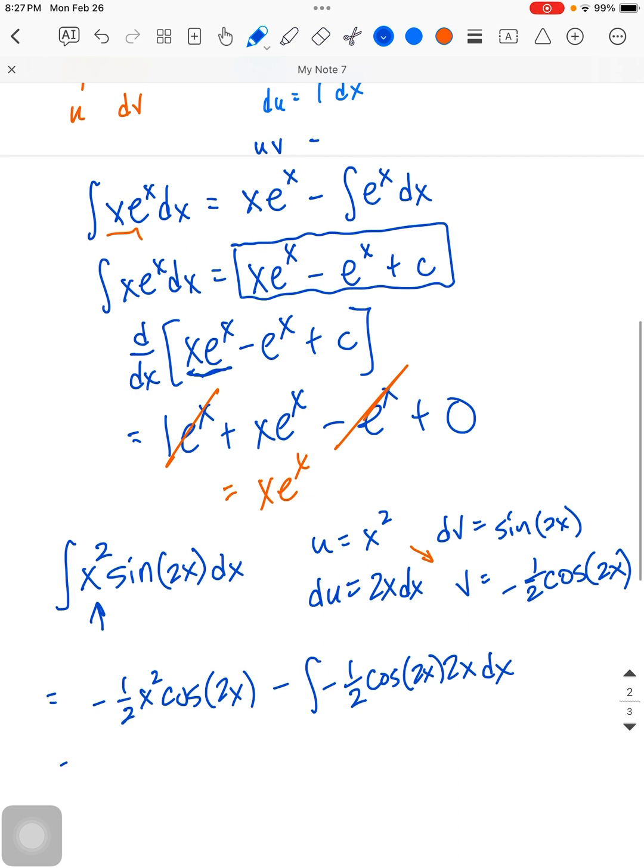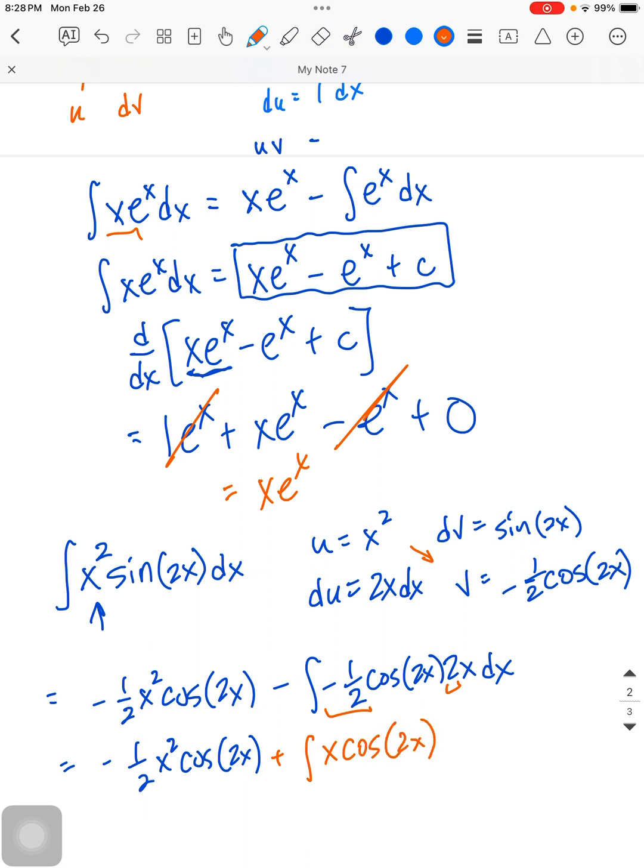But as you do a few of these in practice, you want to start simplifying as you go. And I like to pull constants out, meaning we've got this constant, we've got this constant, and in this instance, we've got a minus. And so it really becomes a plus. And then the 2 and the 1/2 cancel out. And what I'm left with is this.